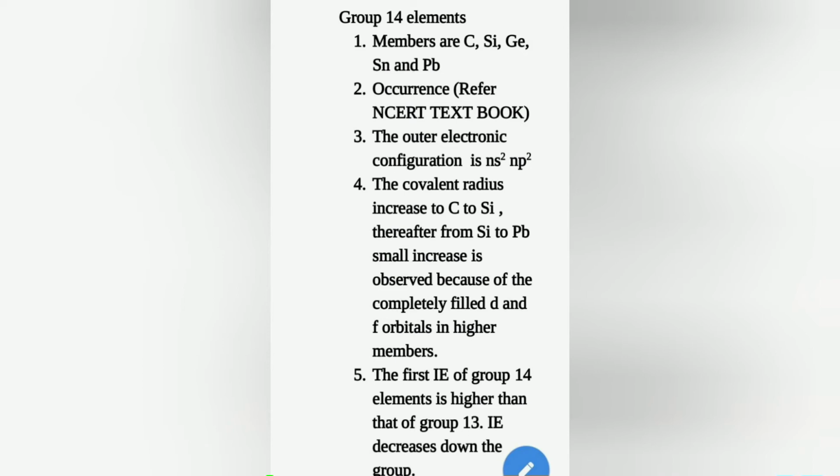Carbon has three isotopes: carbon-12, carbon-13 and carbon-14. Carbon-14, being radioactive, exists only in trace amounts and is used for radiocarbon dating. Silicon generally exists in the form of silica and silicates.